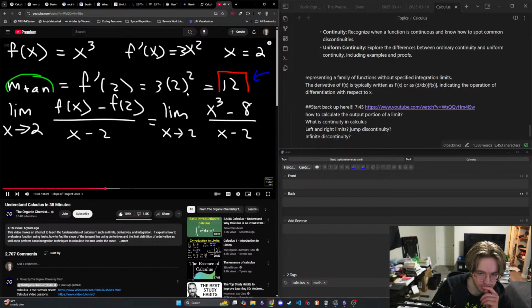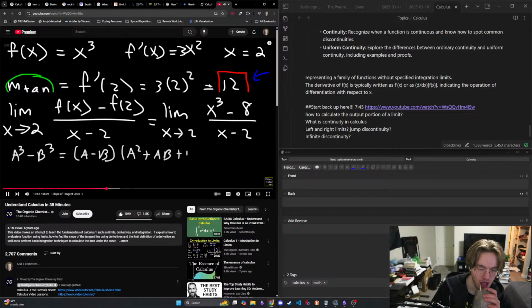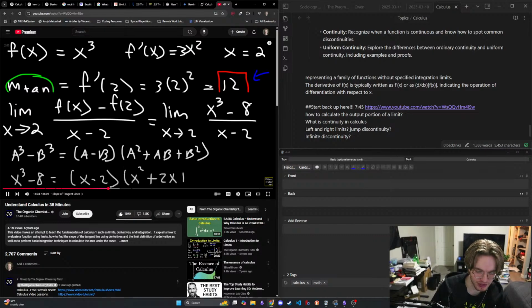And you get this. Now we need to factor x cubed minus 8. To factor differences of perfect cubes, you could use this formula: a minus b times a squared plus ab plus b squared. So to factor x cubed minus 8, x is a, b is the cube root of 8, which is 2. a squared is x squared, ab is 2x, b squared is 4. So this is how you can factor x cubed minus 8.